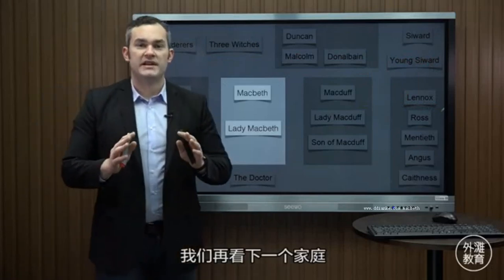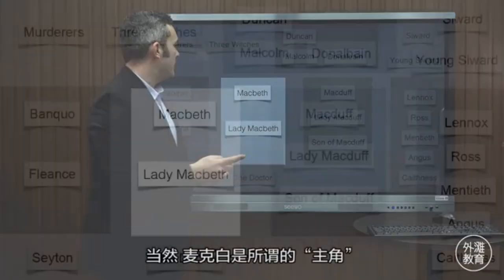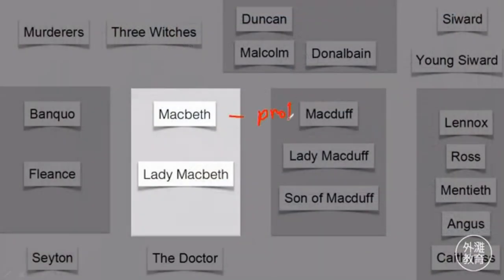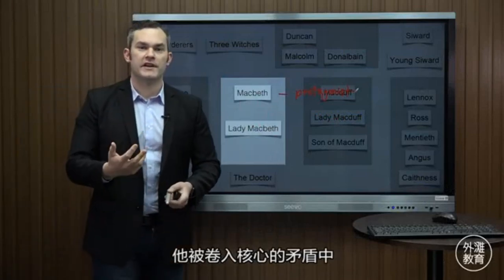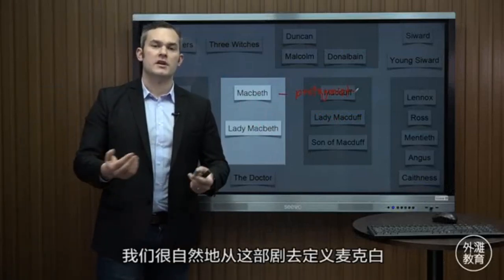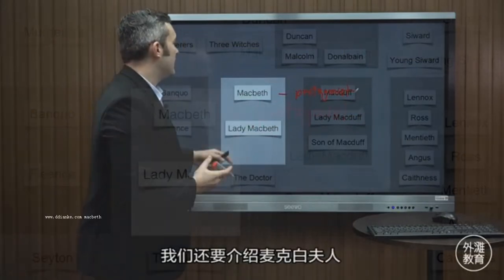When we move to the next family, we have Macbeth and Lady Macbeth. Of course, Macbeth is who we call the protagonist of the play, right? He drives the action. He's involved in the central conflict. We naturally identify with him in the story, even though, of course, he's not a very good person. And we have his wife, Lady Macbeth.